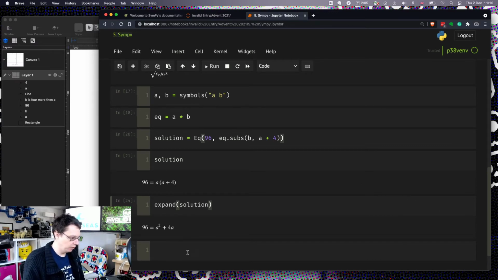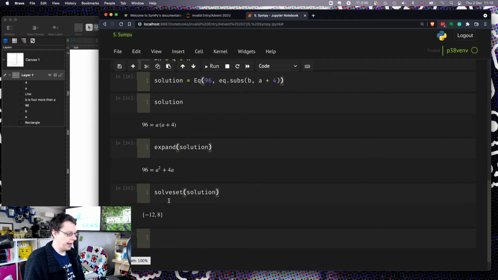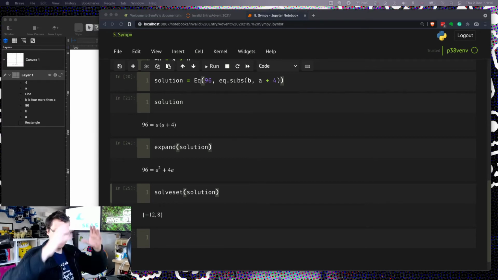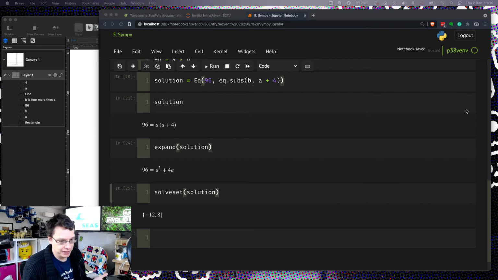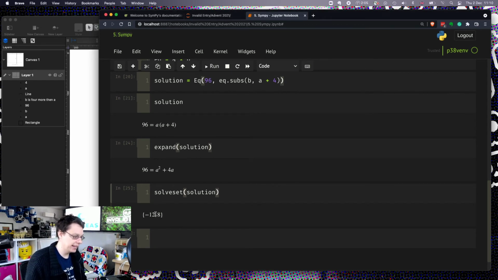But we don't even have to do that. What we can now do, if I actually write with my fingers in the right place, is solve, set solution, and it will drop out those answers. It drops out that a is either minus 12 or 8. Well, because it's a physical question, and it's a rectangle, it can't be minus 12, therefore the answer has to be 8. And the answer to this problem is 8 and 12 centimetres, because a is 8, and then b will be 12, 8 plus 4, as per the original problem.